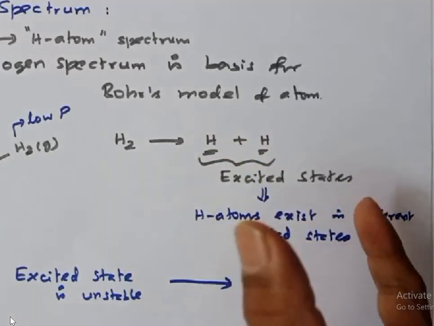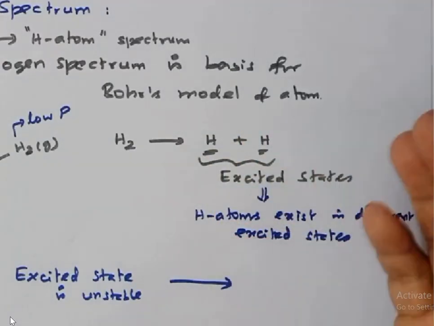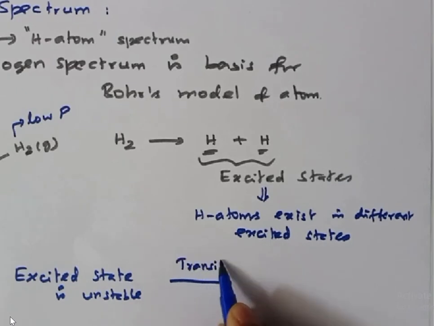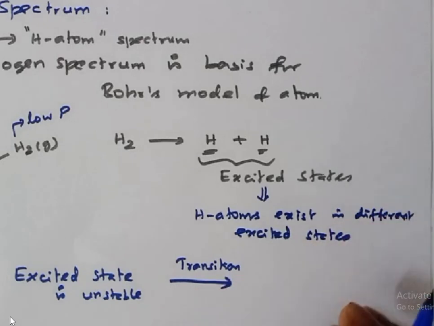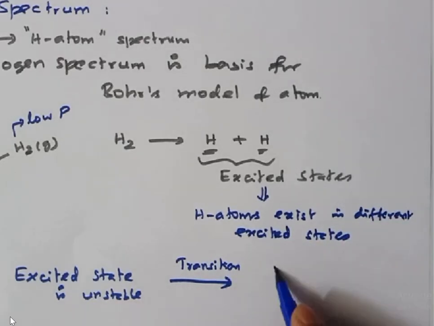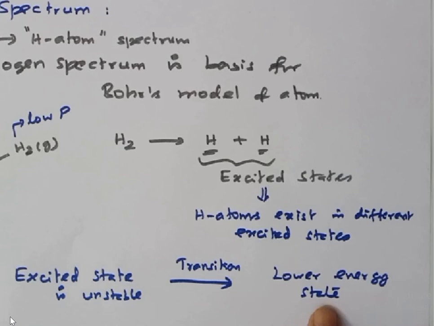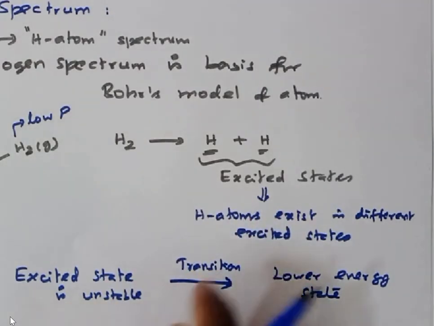Now, all hydrogen atoms are in the excited state, but not in the same excited state, they are in different excited states. Since excited states are unstable, the atoms will go to a lower energy state. It is what we call transition. So transition takes place. Electrons undergo, or the atoms undergo, transition from a higher excited state to a lower energy state. The lower energy state may be a ground state also. So this is a natural tendency that excited species undergo transition so that they go to a lower energy state.